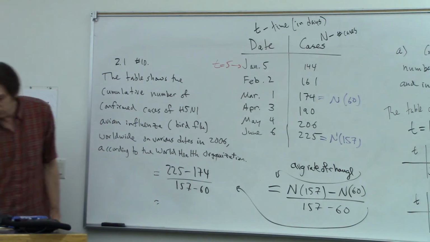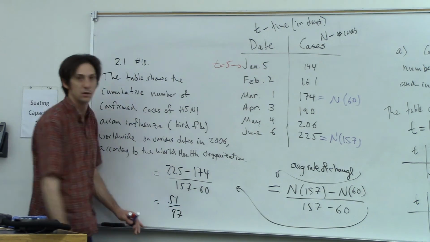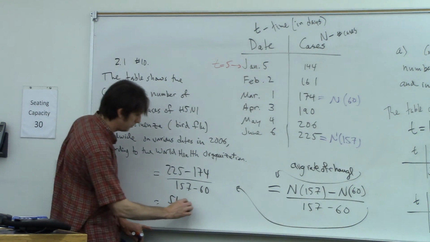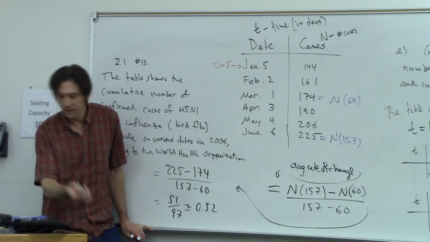I did this in my notes. Here we're getting 51 divided by 97, which is approximately 0.5258.